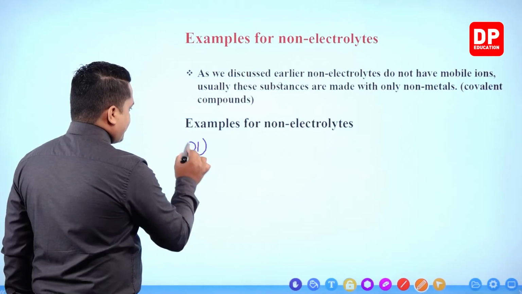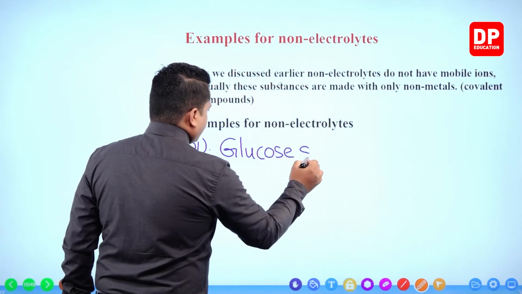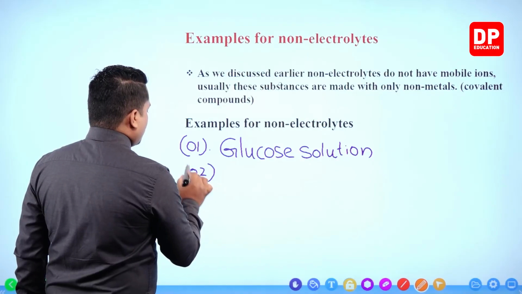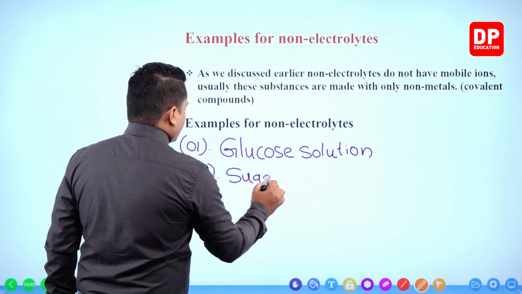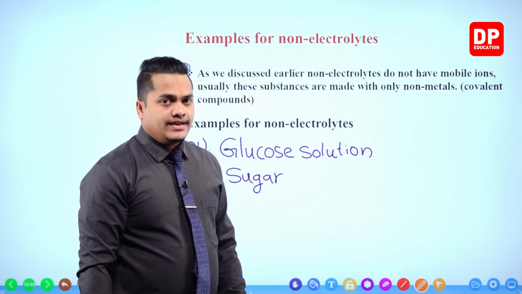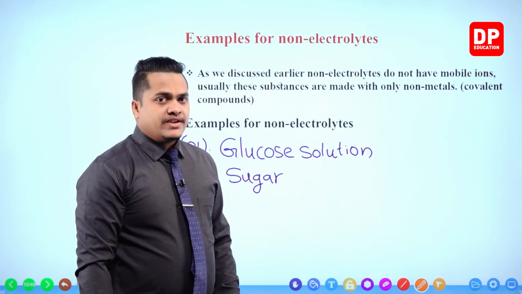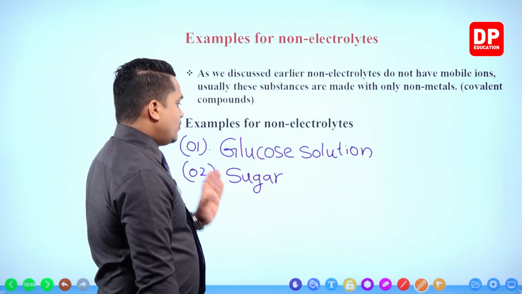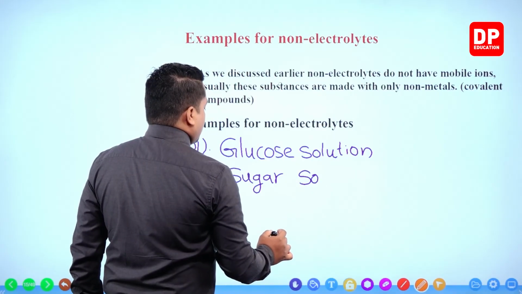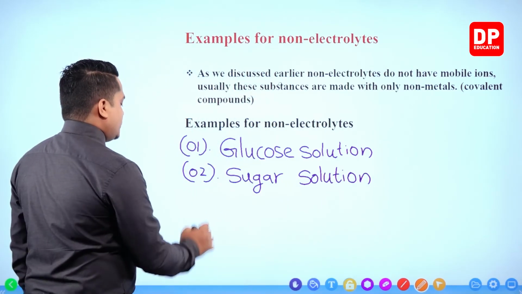Number 1, glucose solution. Number 2, sugar solution. Sugar and glucose, these substances do not contain any metallic elements. So plus minus charges are not getting separated in glucose or in sugar. So therefore these are good examples for non-electrolytes. Glucose solution, sugar solution.